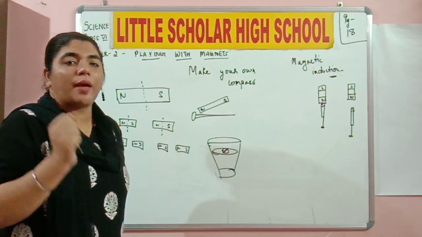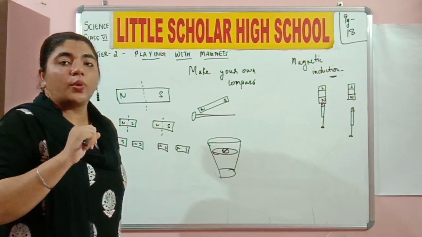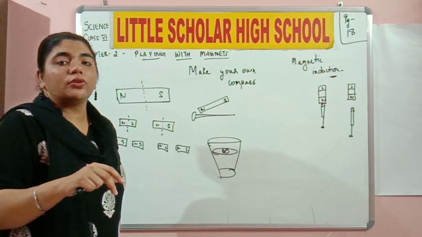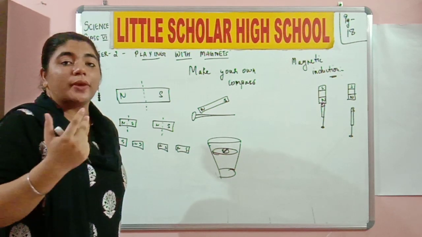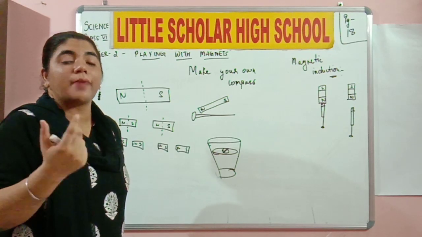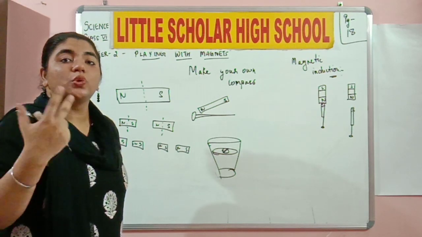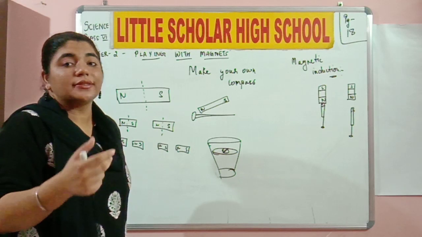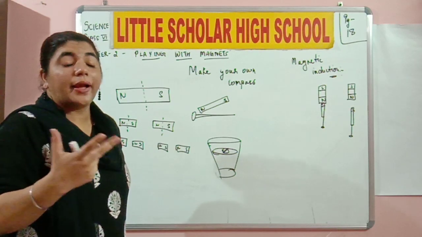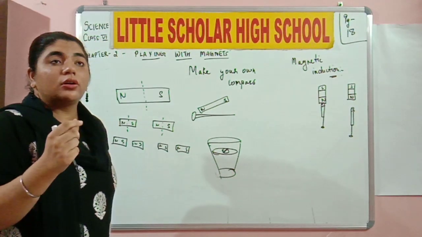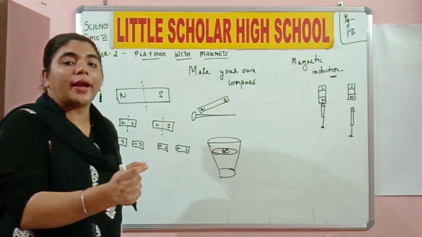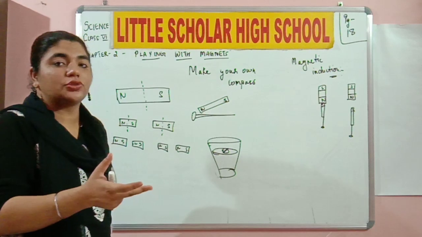When you're breaking it, when you're hammering it, when you're throwing it into water, or you're throwing it on the ground too many times. In this way the magnet is going to lose its magnetic property. The magnet losing its magnetic property is called demagnetization. The magnet transferring its property, or making a new magnet, is called magnetization.